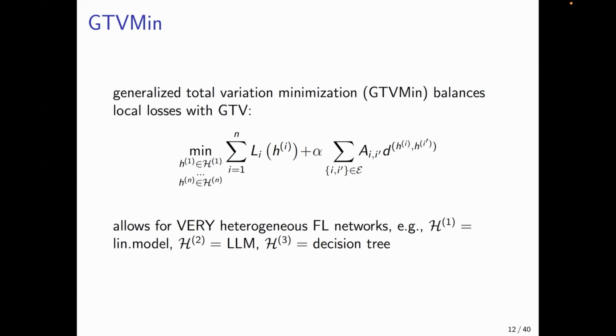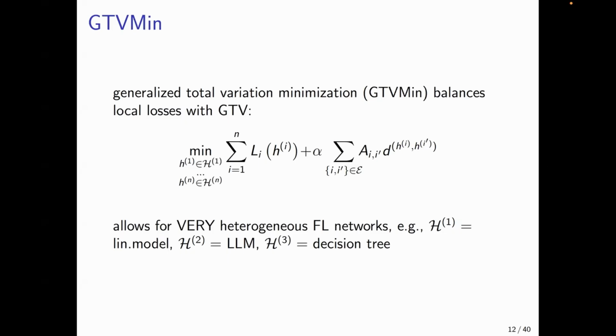So you have a federated learning application in mind or at hand. The first thing is you try to formulate or model it using a GTV min instance. You have a lot of design freedom here. What are the local models? You can choose different local models. You can choose different loss functions at each node. And you can choose different edges, edge sets and edge weights. You can also scale the GTV term globally by this alpha. This is the regularization strength parameter. So the first step in the project is to formulate your application as a GTV min problem.